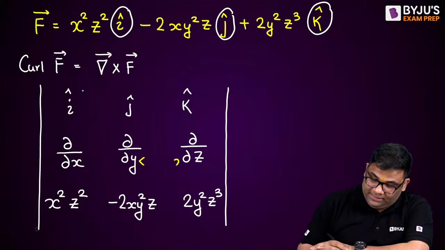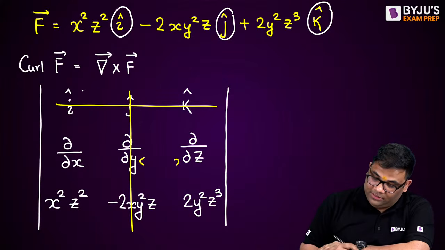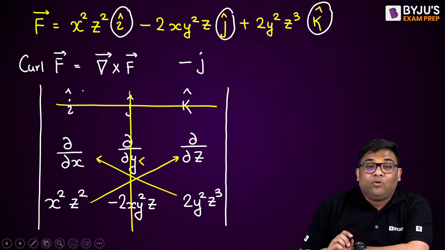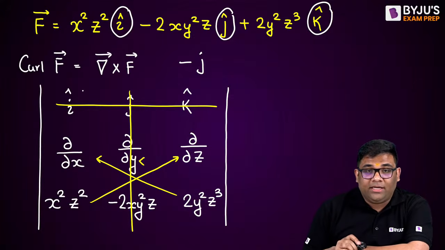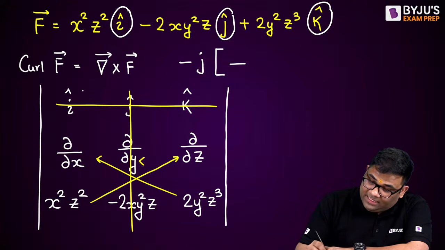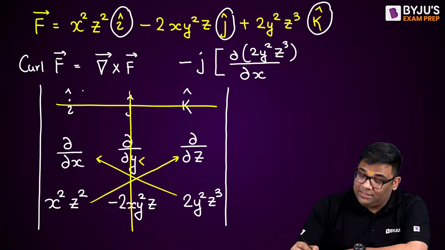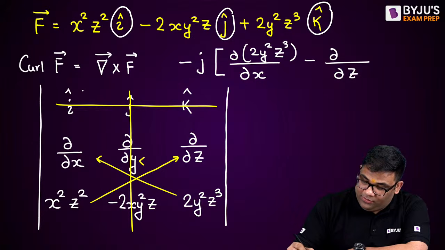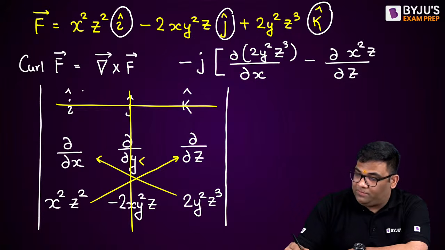So when I go to the j cap part, I will eliminate this row and this column, right? Then I will do this, but with a minus sign, because the adjoint theory will come into the picture. So minus j. Somebody found out x, let us see the j also. For j, what will happen? Partial differentiation of this term, 2y square z cube with respect to x, minus partial differentiation of this term, x square z square with respect to z.